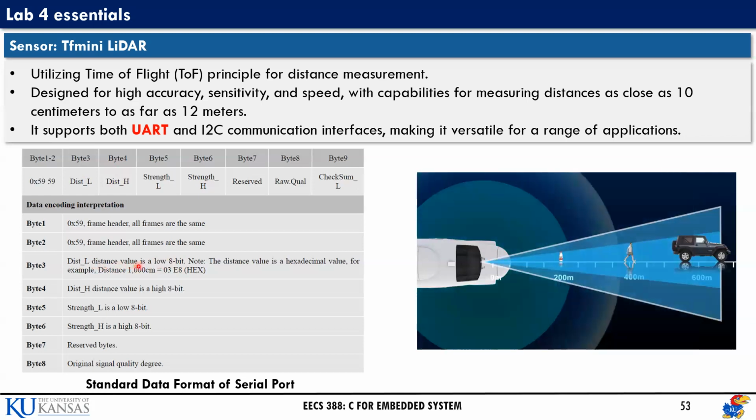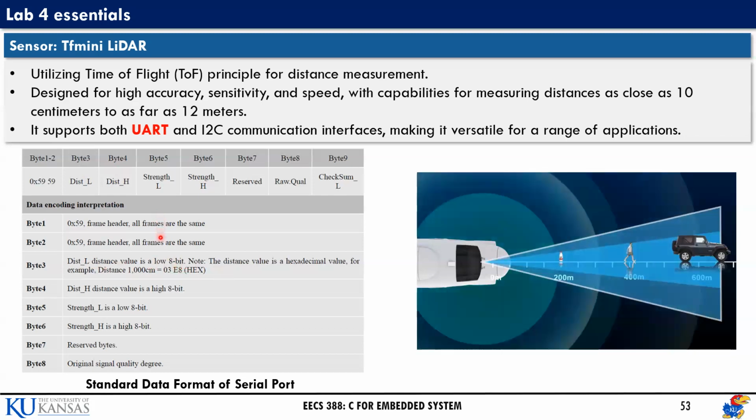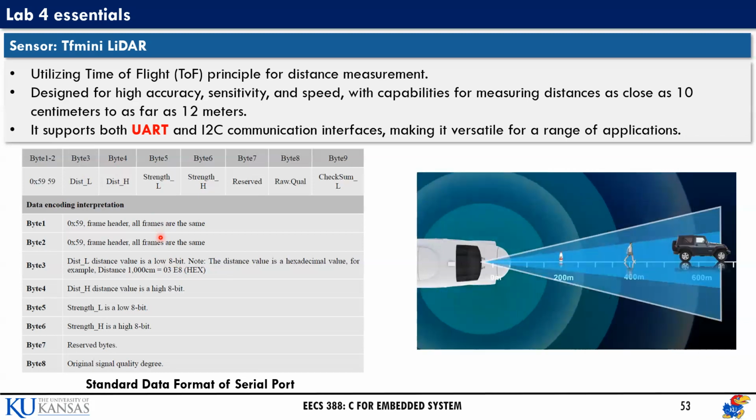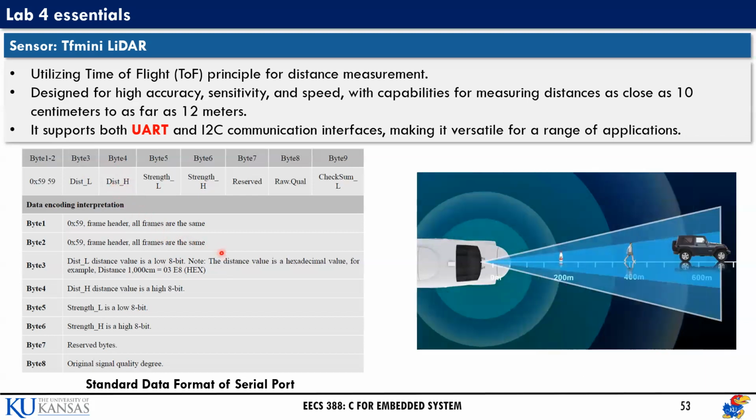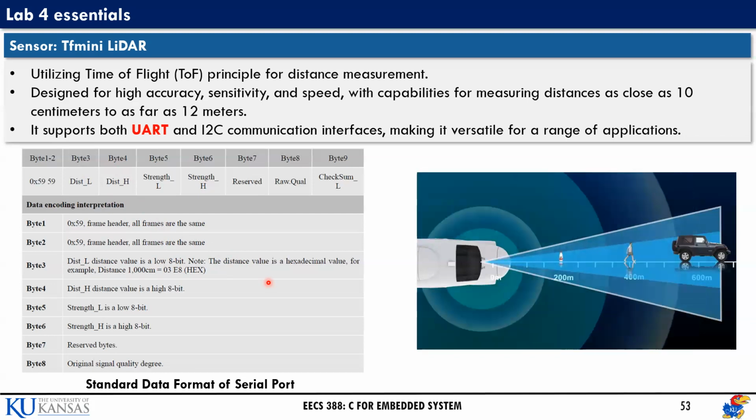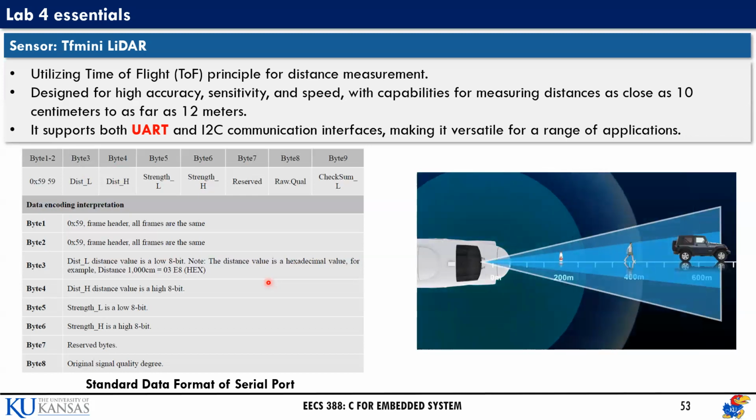Distance L is the low 8 bits of the distance value, and we can get these values in decimal or hexadecimal format, but I would suggest you read this data field as a character or any hexadecimal type. Basically there is no hexadecimal type, but you can declare the variable as a character to read the data, and during the printing, you can use %x to print the value in hexadecimal format, and you can observe the data.